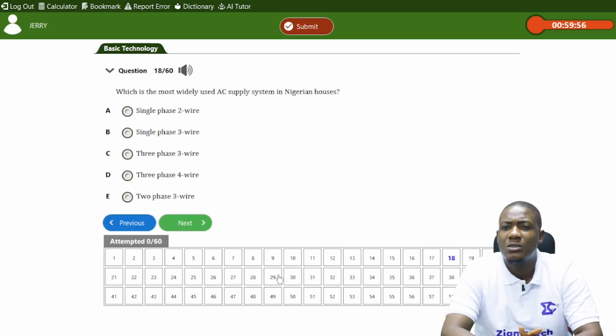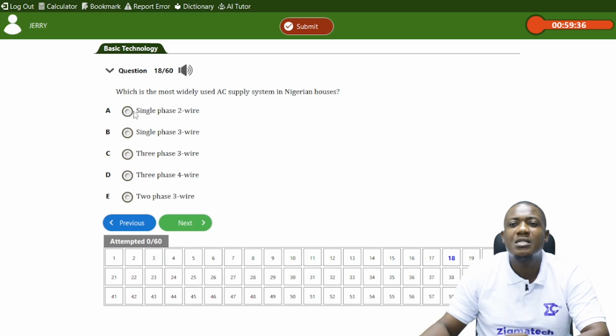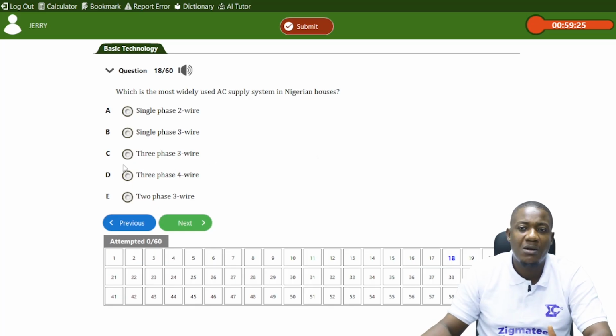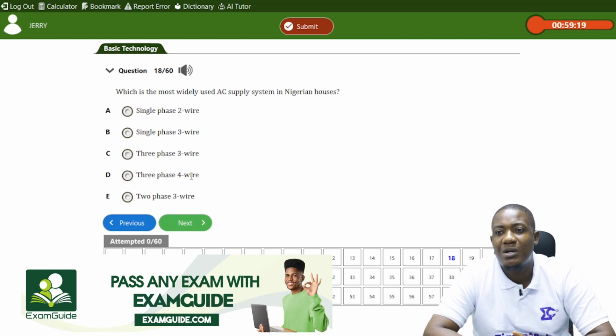Okay. He said, which is the mostly used AC supply system in Nigerian houses? Is it a single phase 2 wires? Do we have anything like that? We don't have anything like that. So A is eliminated. We don't have single phase 2 wires. E is eliminated. We don't have it. We don't have 3 phase 3 wires, but we have single phase 3 wires. We have 3 phase 4 wires. Which one is actually utilized in Nigerian houses widely?